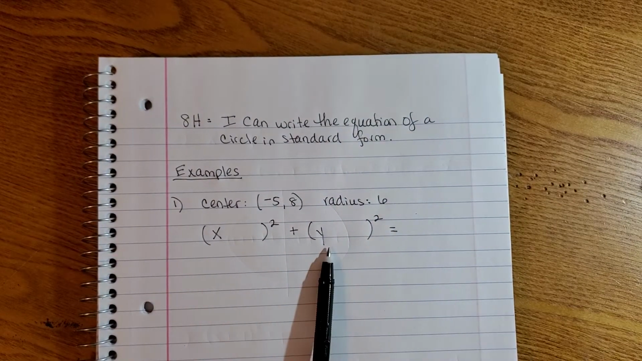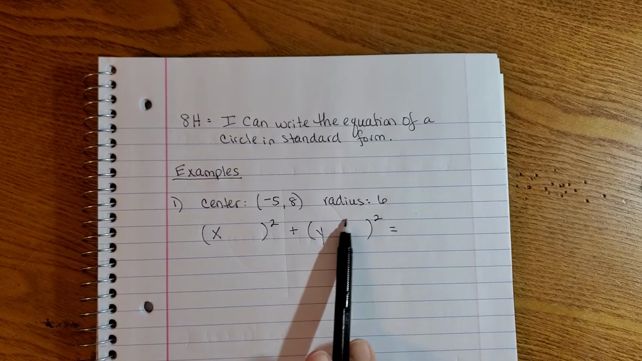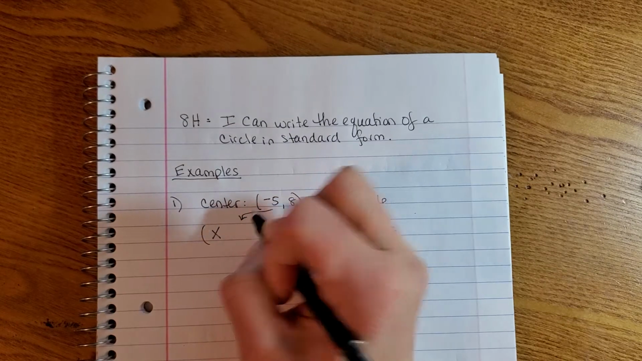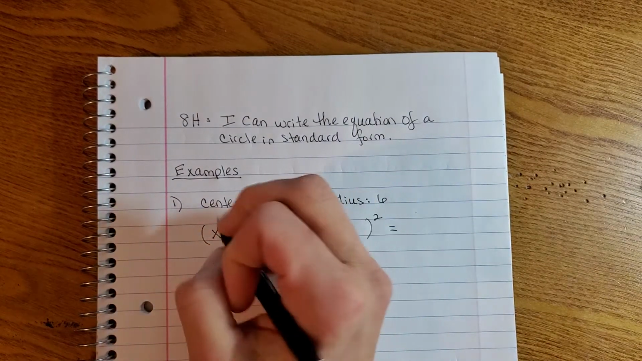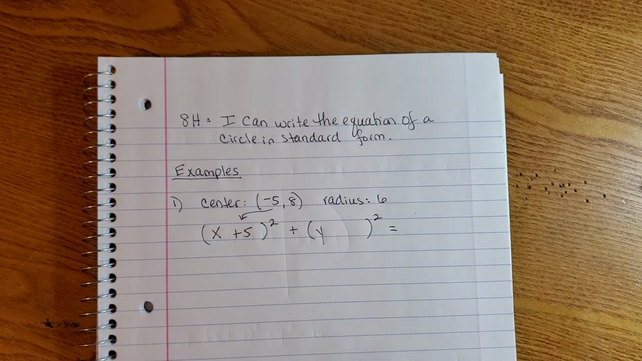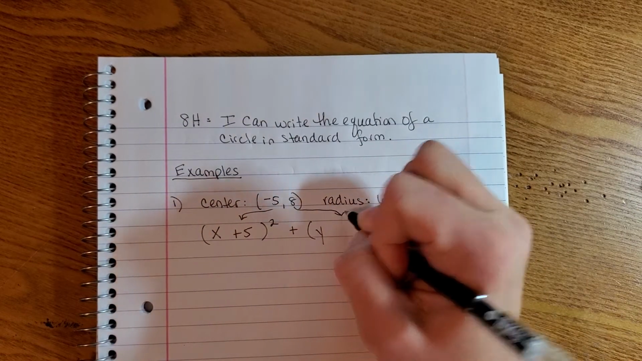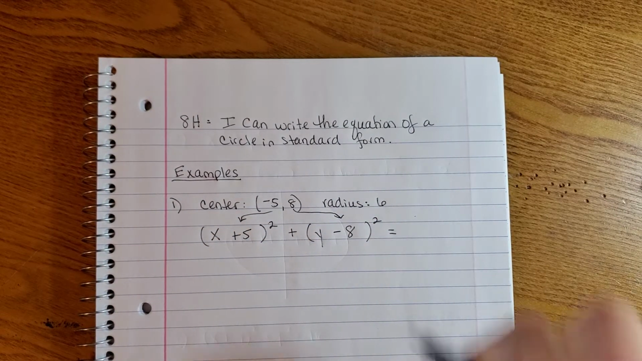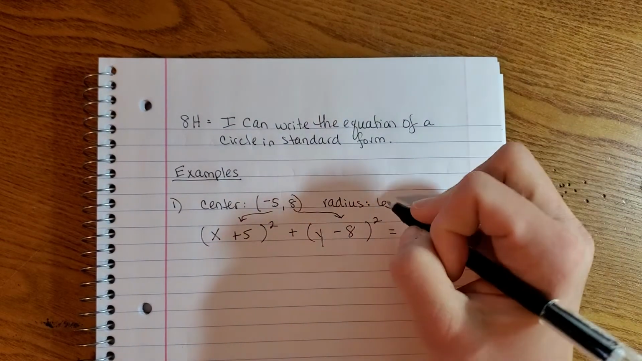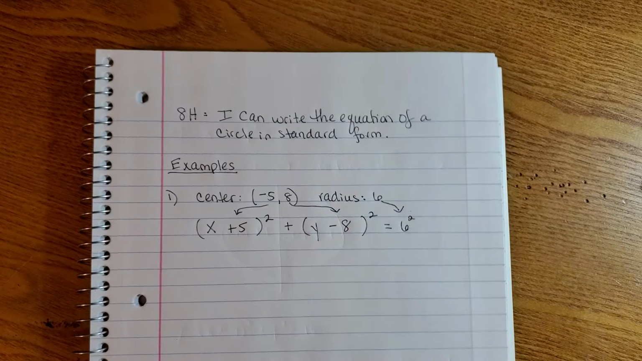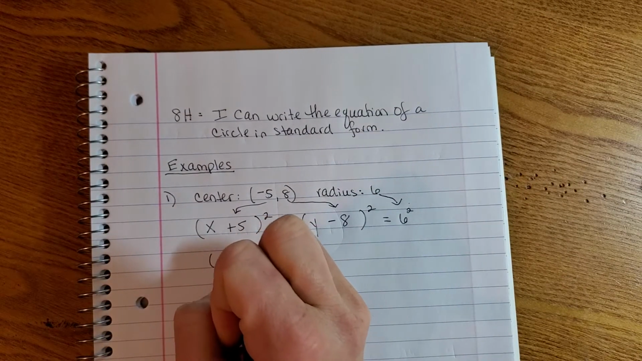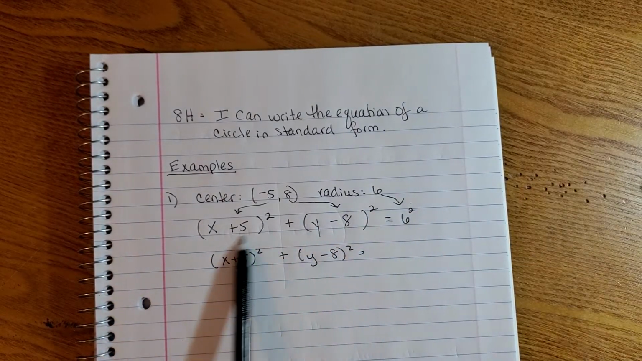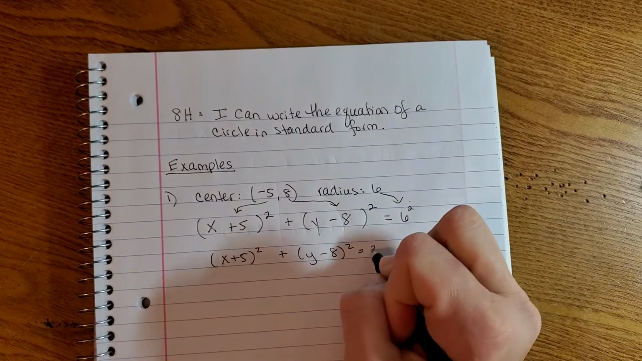Remember, the x and the y stay, and we're going to plug in our center here, here, and then our radius over here. So we're going to take that -5, but remember we have to change the sign. So this becomes +5. And then we're going to take that +8, change the sign to -8. And the last thing that we need to do here is take that 6, but we have to square it. So our final answer would look like this. We're going to keep what we have here and take 6 squared to be 36.